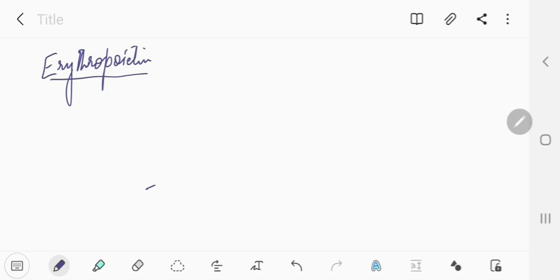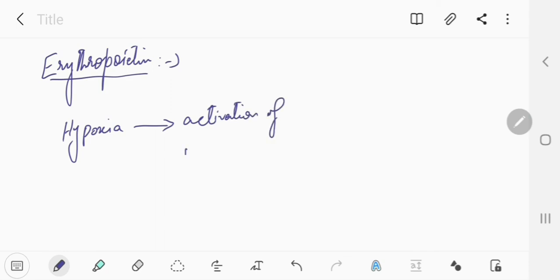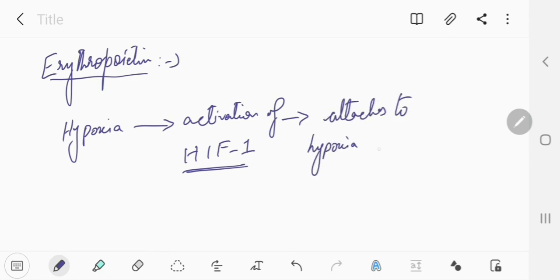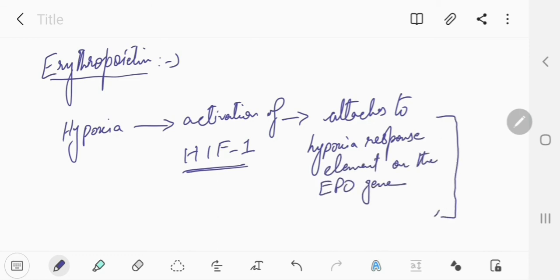Now the very important hormone erythropoietin, let's talk about it. Whenever there is hypoxia, it would activate the hypoxia inducible factor 1. This hypoxia inducible factor 1 will then get attached to a hypoxia response element that is present on the erythropoietin gene.